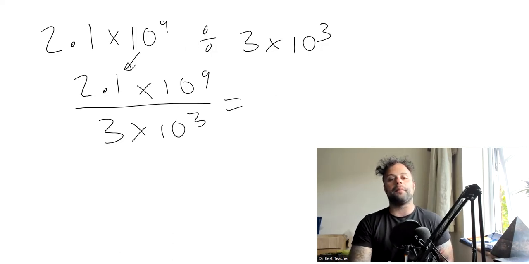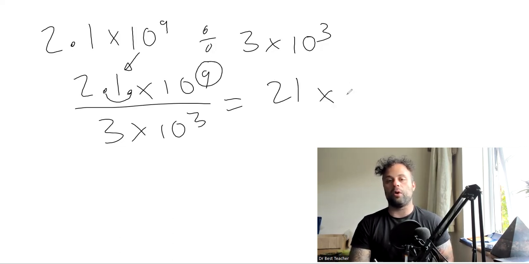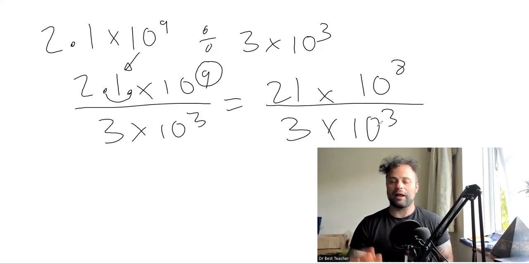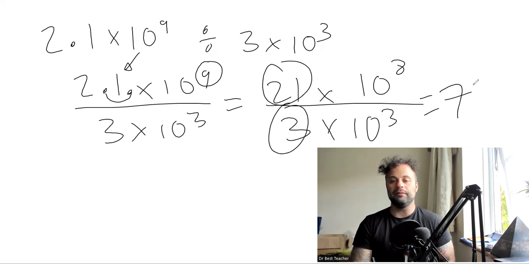So what I'm going to do, I'm going to move it one time to the right. So that becomes a 21. And that loses one of the 10s over there. So this becomes 10 to the 8. I keep this as 3 times by 10 to the 3. Now I'll reassess this. 21 divided by 3, that will be a 7. 8 minus 3 is 10 to the 5.